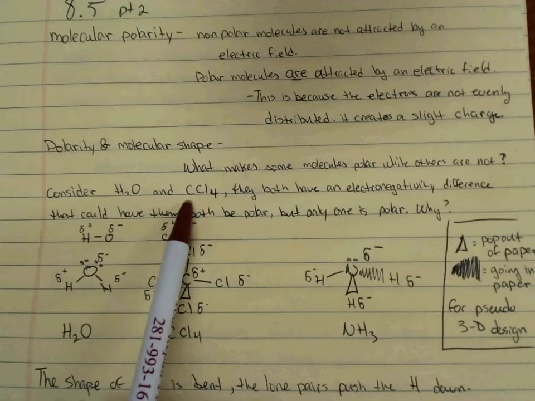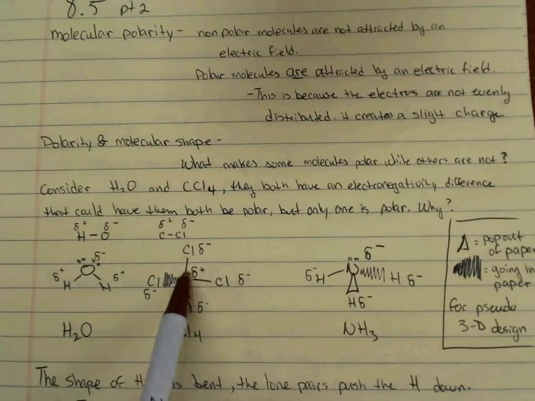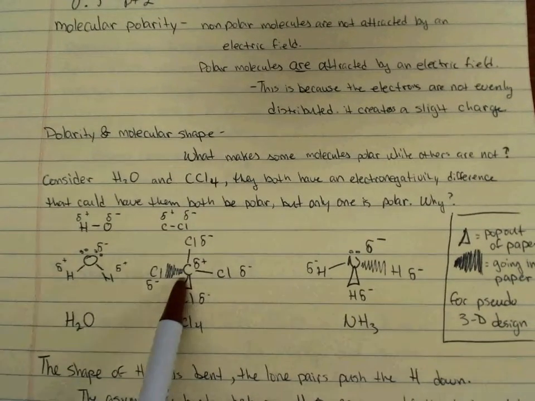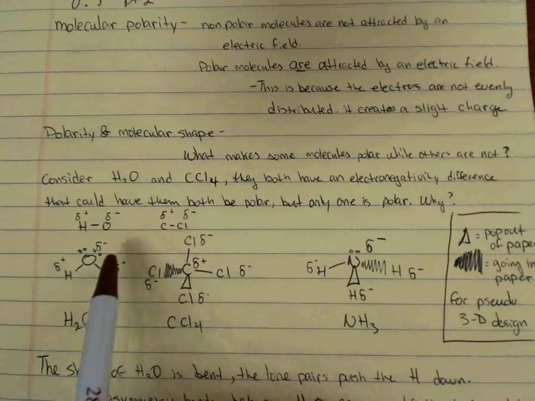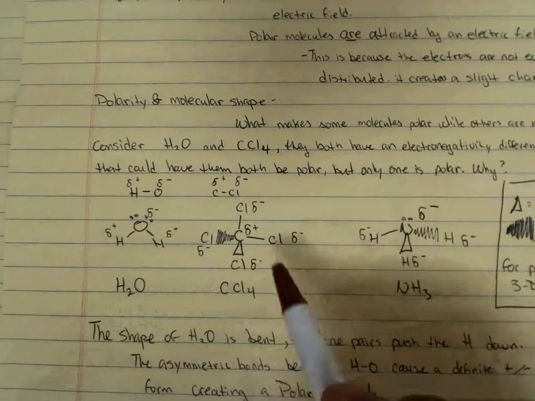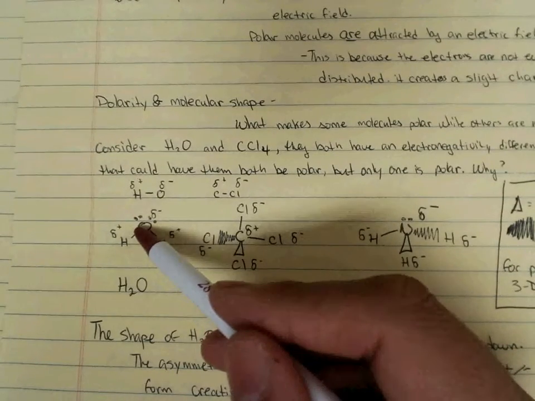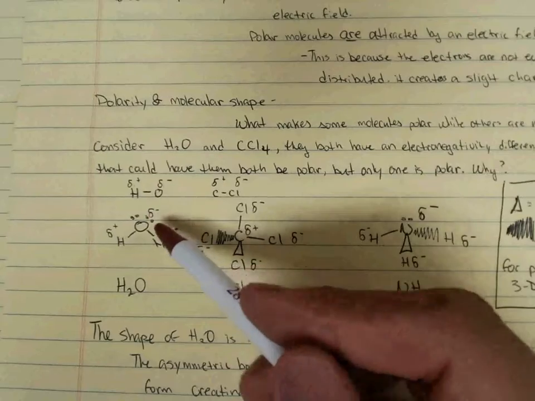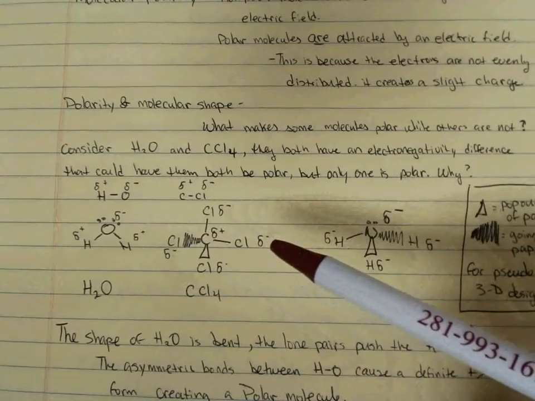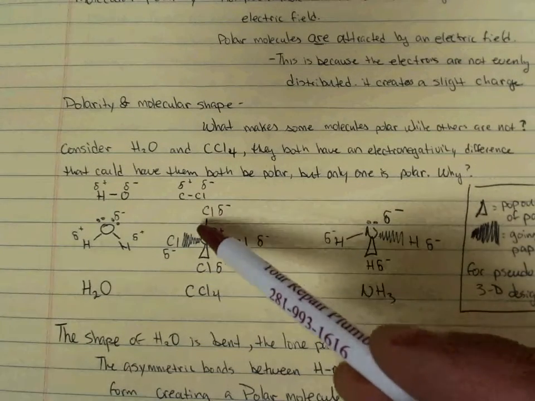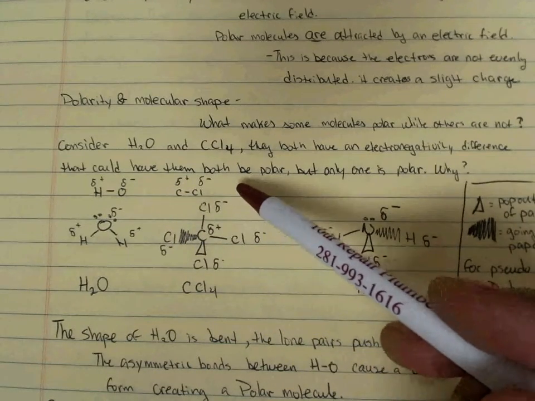and let's compare that to CCl4. They both have electronegativity differences, right? We have carbon and chlorine. Chlorine's way more electronegative than carbon, and oxygen's way more electronegative than hydrogen. So both of them could be polar, but only one of them is. So then we have oxygen and hydrogen, and the oxygen is taking the electrons away from the hydrogen, and it's keeping them, making it slightly negative. But with carbon, we have 1, 2, 3, 4 chlorines, and the chlorines are taking the carbon's electrons, but because they're evenly distributed, there's no polar side.